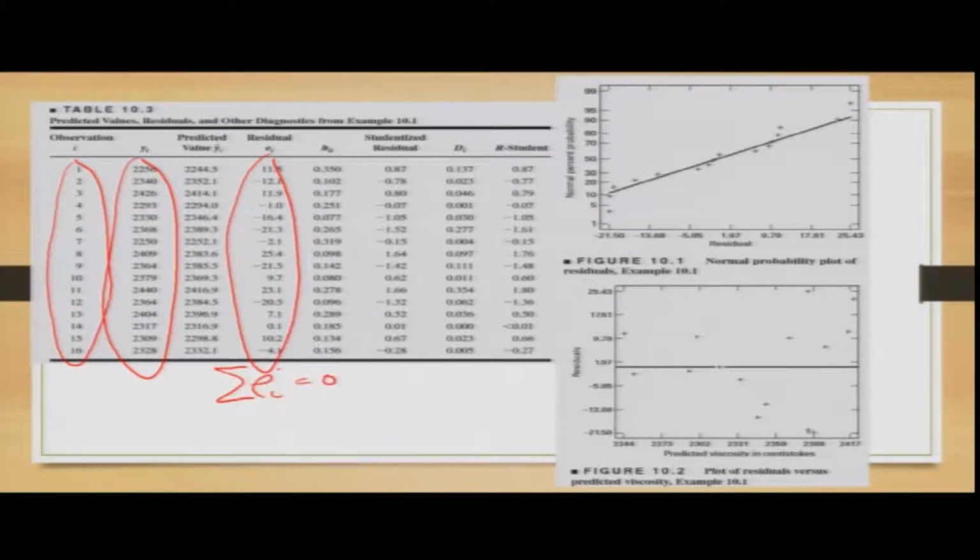Then I find out the studentized residuals. If I find out the R values and the degrees of freedom, I can do the calculations accordingly. So, the normality plot of the residuals.